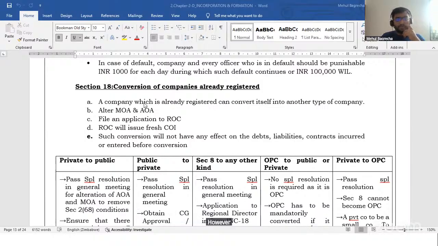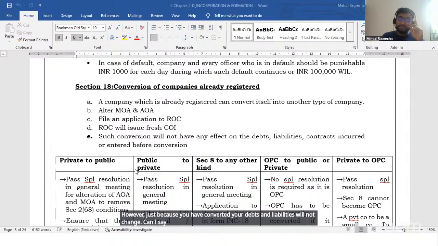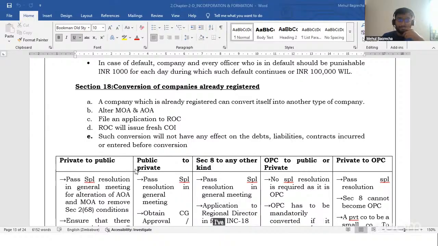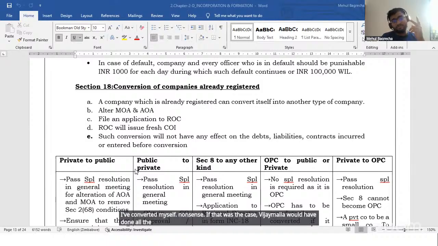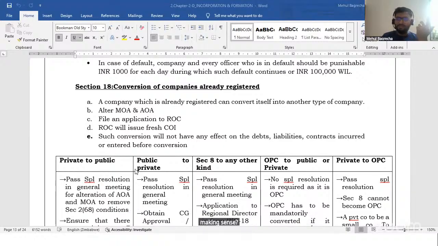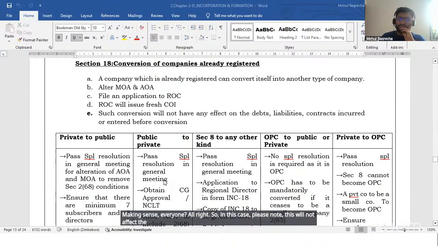However, just because you have converted, your debts and liabilities will not change. Can I say, yesterday I was a private company when I took a loan from you, today I'm a public company, I'll not pay the loan? Will you be okay with it? I've converted myself. Nonsense. If that was the case, Vijay Mallya would have done all the conversions within 1 day of doing the fraud. Making sense, everyone? All right. So in this case, please note, this will not affect the liabilities, debts, and contracts. That will continue as is.